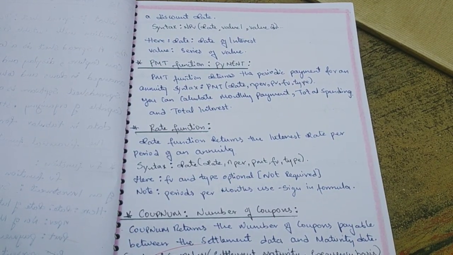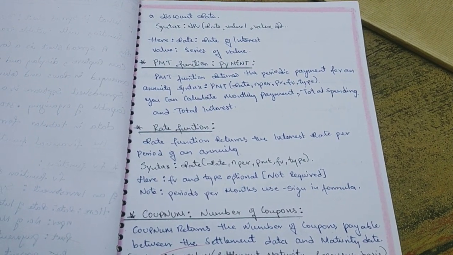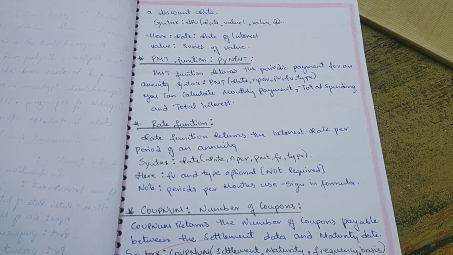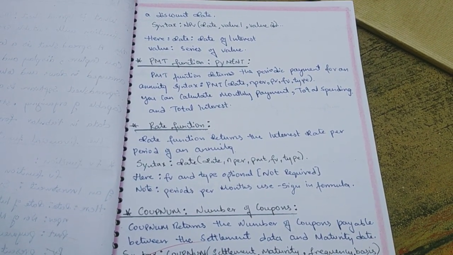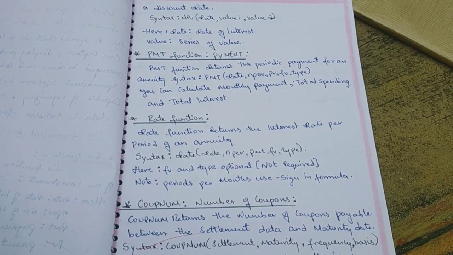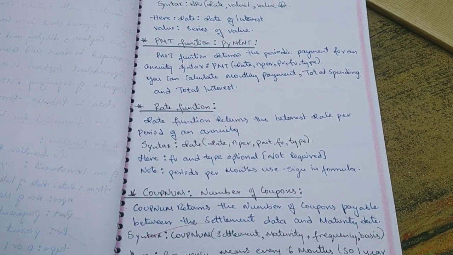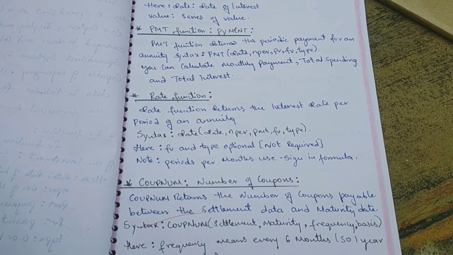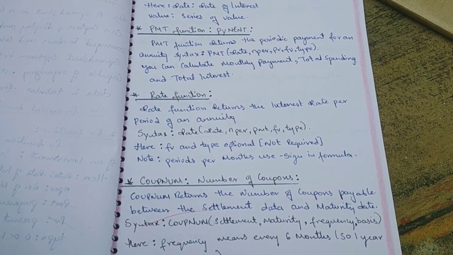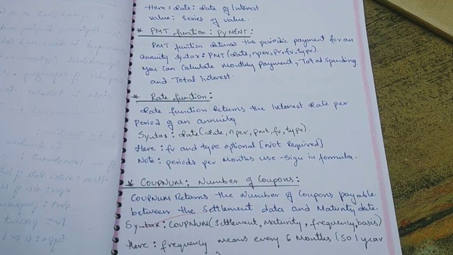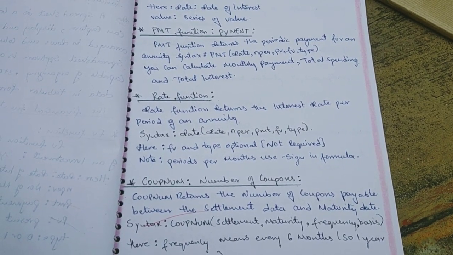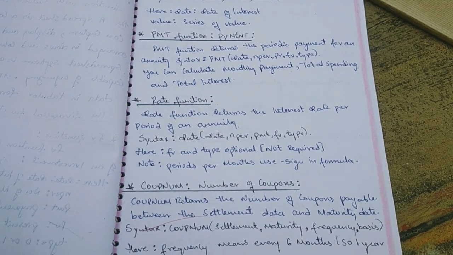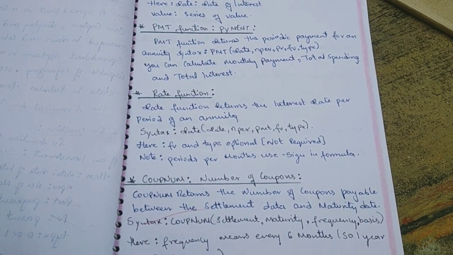The syntax is PMT, rate, NPV, that is net present value, fixed value, and type. You can calculate monthly payment, total spending, and total interest. The rate function returns the interest rate per period of an annuity. For that, the syntax is RATE. Even here you need to use an equal sign before any formula. Rate, open bracket, rate, net present value, payment, fixed value, and type.